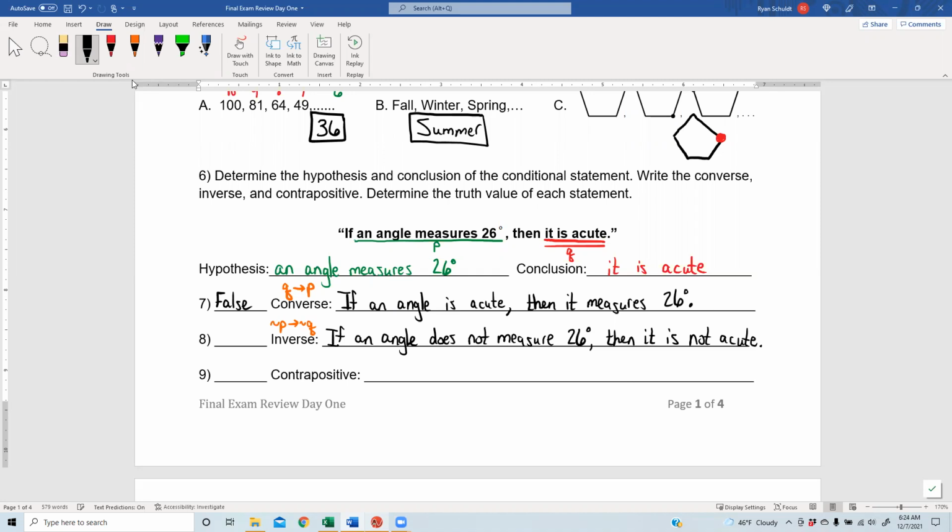Well, if it's 38 degrees, well, that's acute. So this statement would be false. Just because it's not 26 degrees does not mean that the angle is not acute.